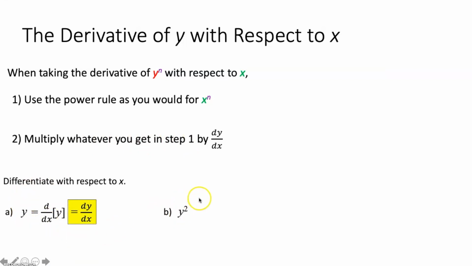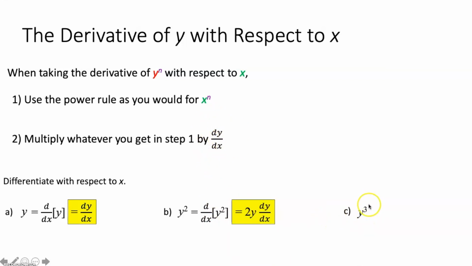Let's do another one. y to the second power. Again, because I'm taking the derivative of y to the second with respect to x, these two variables are not the same. So I follow these two steps. First, I use the power rule like I normally would: 2y to the 2 minus 1 power, or 2y to the first, times dy/dx. There you go. That's how you do that.